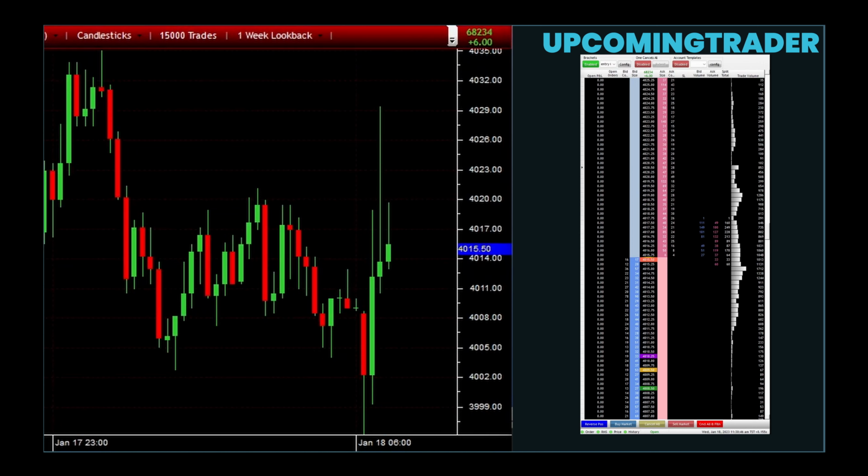For example, if a symmetrical triangle forms and the price is near the POC, it means that the market is in a state of equilibrium, and a breakout in either direction is likely to be significant. This can give you a heads up to prepare for a larger move.